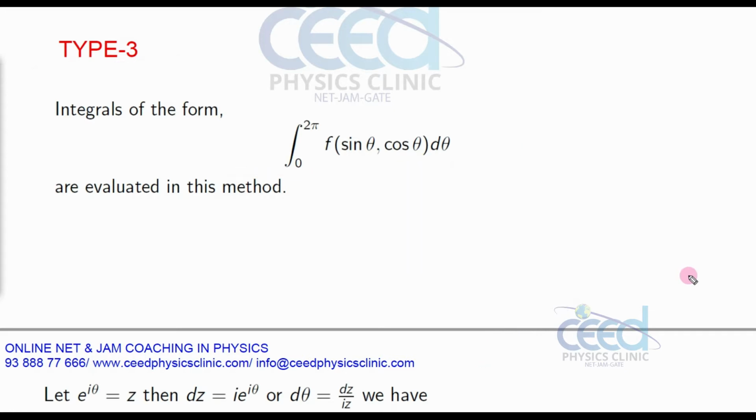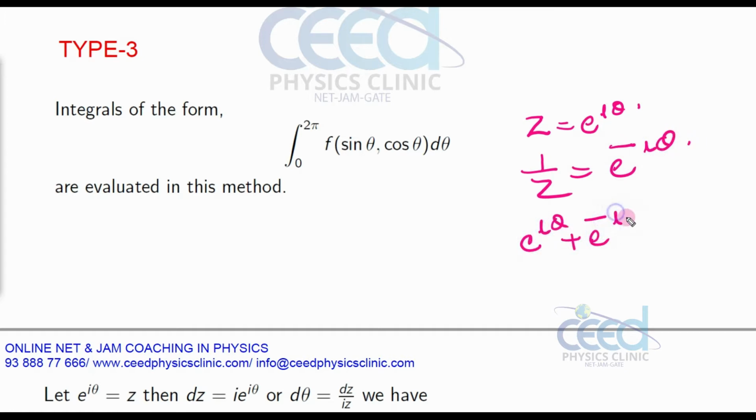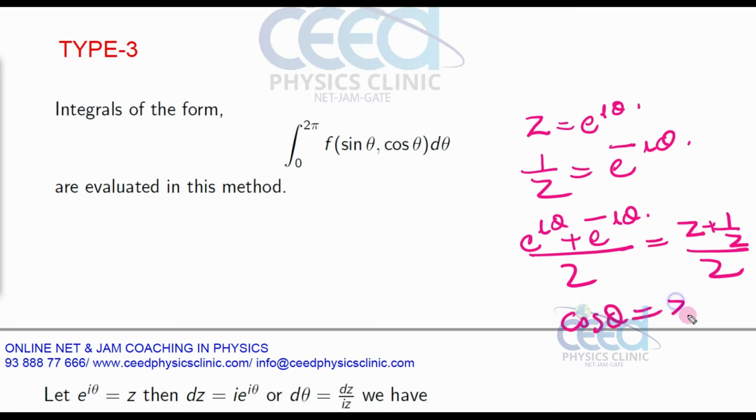So first of all, we will make a substitution. The complex function is z equal to e raised to i theta, right? Then 1 by z is equal to e raised to minus i theta. So e raised to i theta plus e raised to minus i theta divided by 2, a familiar formula, is equal to z plus 1 by z divided by 2. This is the expression for cos theta. Cross multiplying, cos theta is equal to z square plus 1 divided by 2z.